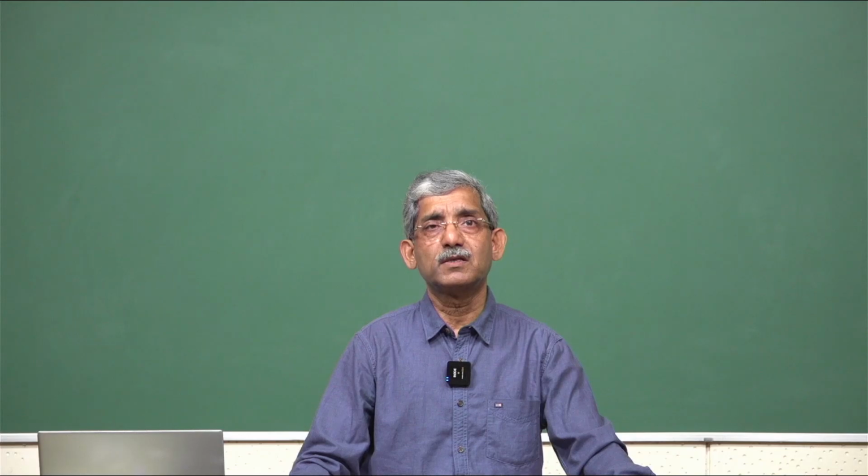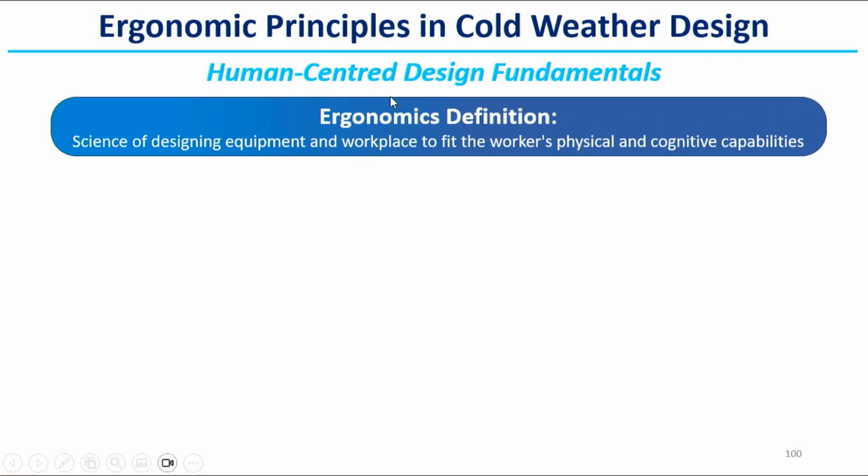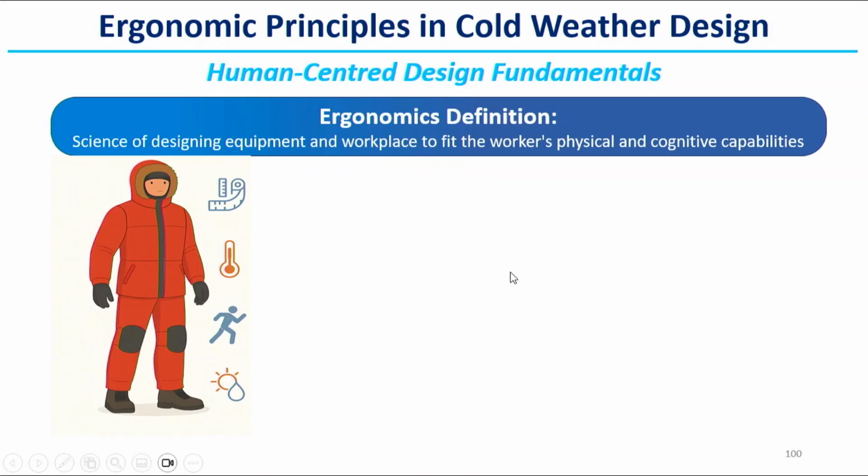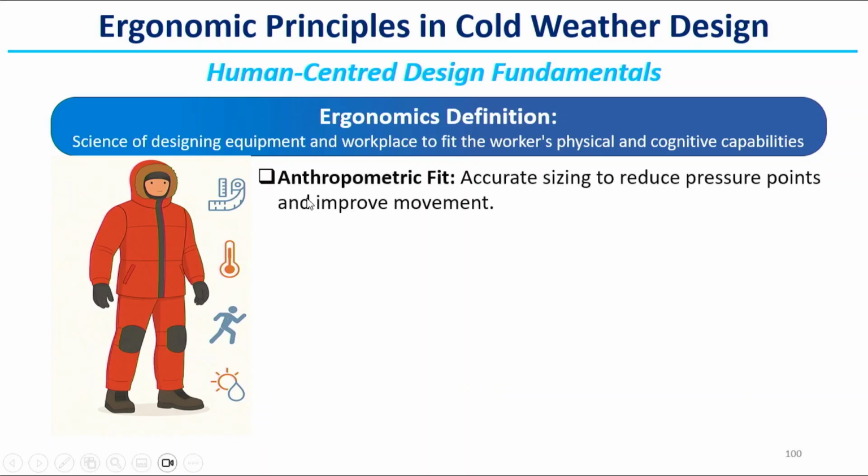Now, ergonomic principles in cold weather clothing. Human centered design is required: the science of designing equipment and workplace to fit the worker's physical and cognitive capability. That is very important here. Now, see here, the anthropometric fit for any ergonomic clothing. Accurate sizing should be there to reduce the pressure points and improve the movement. So, that is very important here.